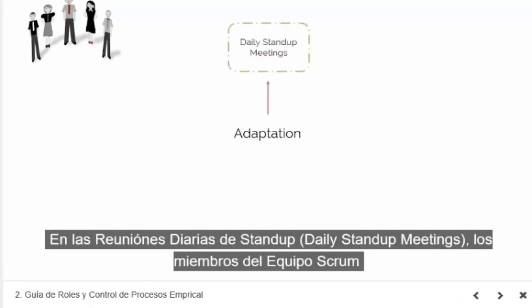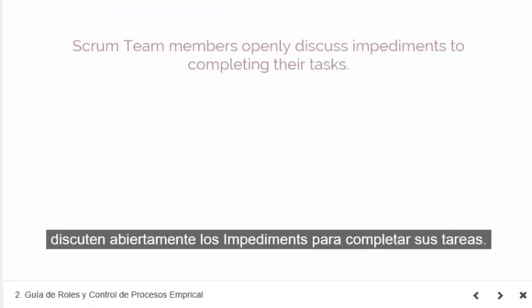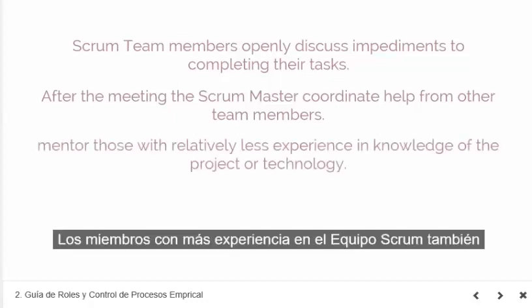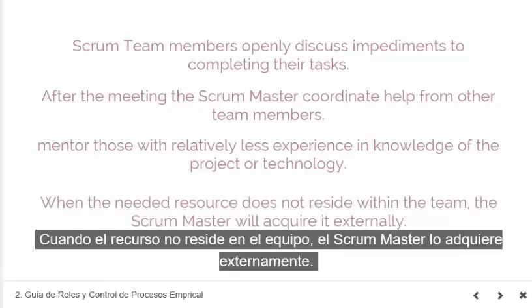In daily stand-up meetings, Scrum team members openly discuss impediments to completing their tasks. After the meeting, the Scrum Master coordinates help from other team members. More experienced members in the Scrum team also mentor those with relatively less experience and knowledge of the project or technology. When the needed resource doesn't reside within the team, the Scrum Master will acquire it externally.